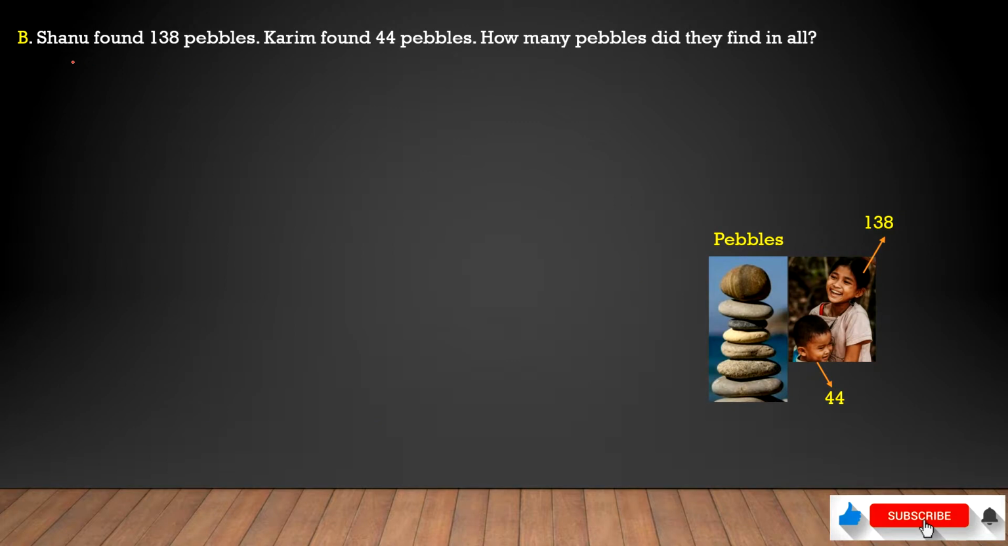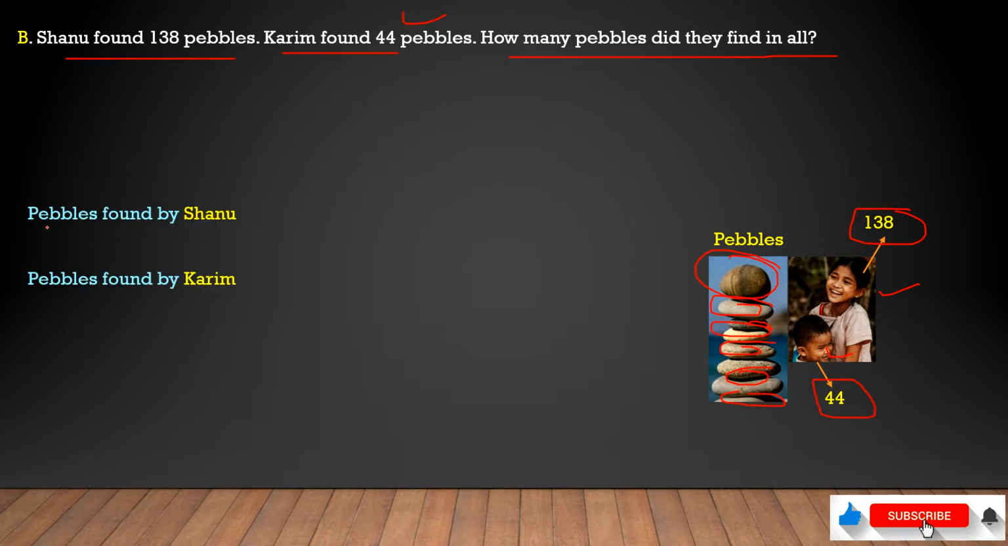Let's see the next question. Shanu found 138 pebbles. This is Shanu, this is Kareem. Kareem found 44 pebbles. This is the pebble. These small rocks are called pebbles. How many pebbles did they find in all? So this is Shanu's number, this is Kareem's number. So we can add these two numbers and find how many pebbles were found in all. So pebbles found by Shanu is 138. Pebbles found by Kareem is 44.